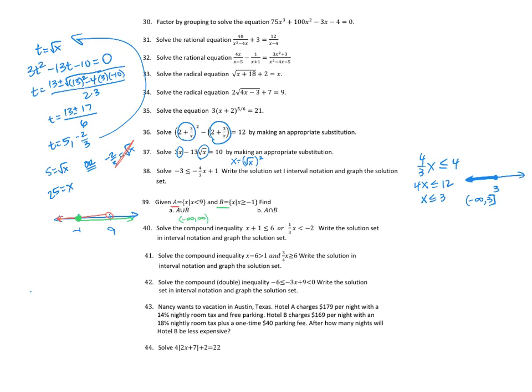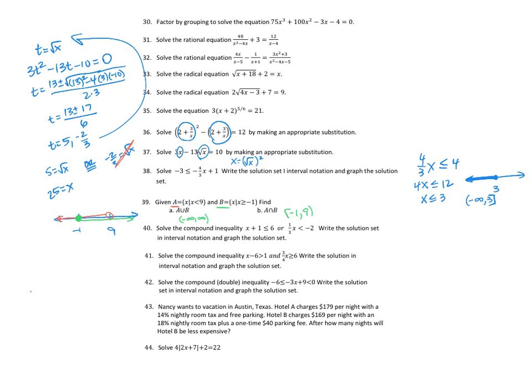But if I want to intersect the two sets, I want to say everything that's in both sets. So what numbers are in both sets? Well, I'm looking for where the red and green lines are both on there. And so what I have is negative 1 to 9 with the open parentheses.